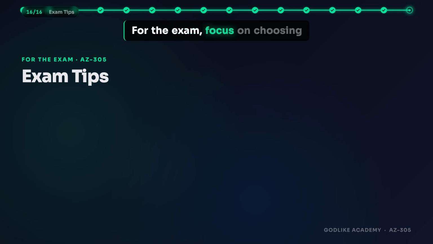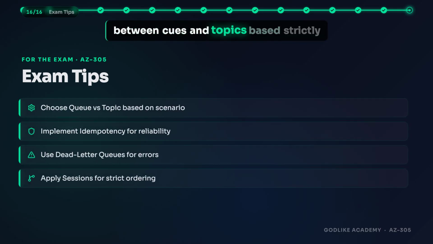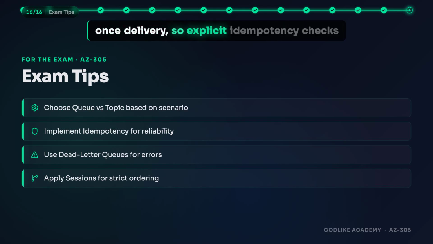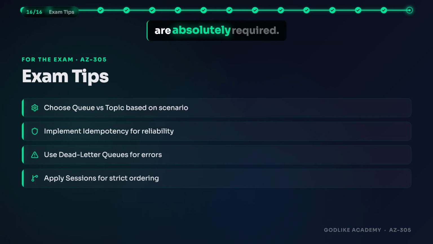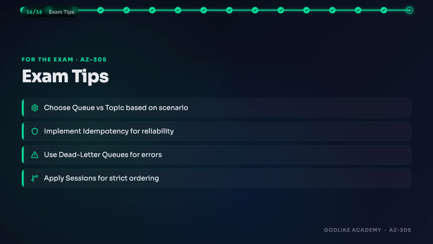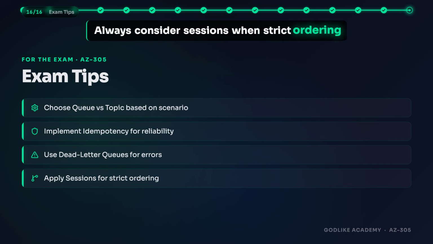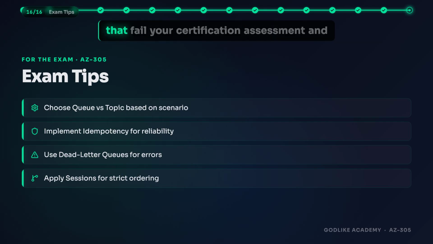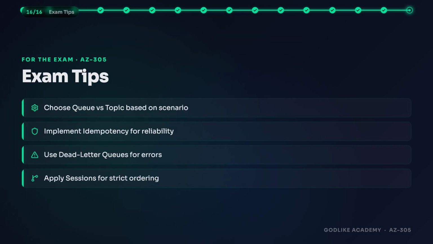For the exam, focus on choosing between queues and topics based strictly on the scenario requirements. Remember that Pub/Sub ensures at least once delivery, so explicit idempotency checks are absolutely required. Dead-letter queues are essential for isolating corrupted payloads during error handling. Always consider sessions when strict ordering matters across related transactions. Practicing these patterns prevents costly misconfigurations that fail your certification assessment and break production pipelines.